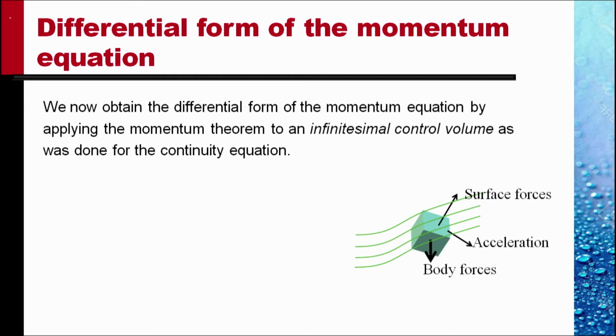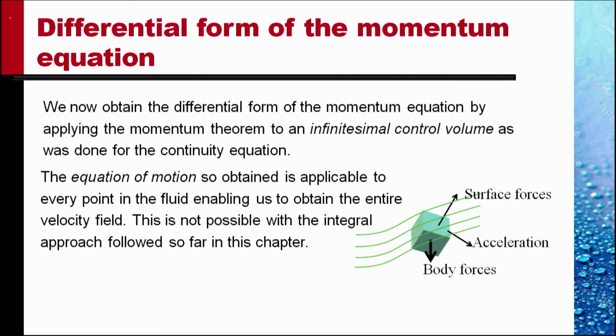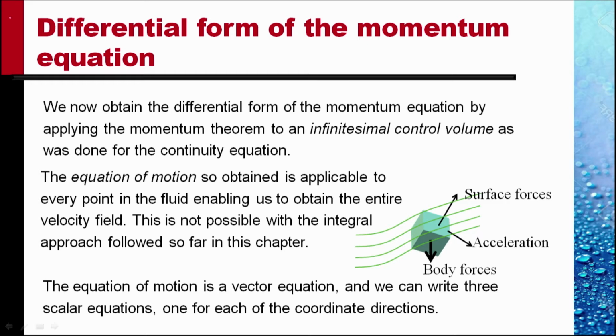We now obtain the differential form of the momentum equation by applying the momentum theorem to an infinitesimal control volume, as was done for the continuity equation. The equation of motion so obtained is applicable to every point in the fluid field, enabling us to obtain the entire velocity field. This is not possible with the integral approach followed so far. This equation of motion is a vector equation, and we can write three scalar equations, one for each of the coordinate directions.